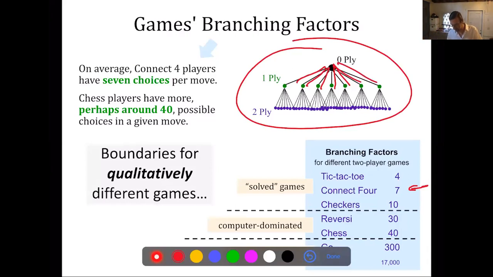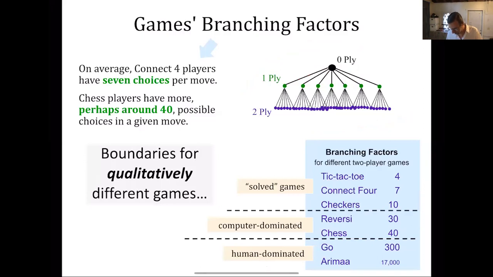Tic-tac-toe, there's 4. Checkers is only 10. Chess, you've got to evaluate 40 different moves. And then if you're playing 2-ply, for each of those, you've got to evaluate 40 different moves. So you can see that that complexity grows really fast. In Go, there are 300 different possible moves. And as I mentioned, this game, Arimaa, was invented just to make life hard for computers. You've got 17,000 possible moves. Jesus. At each ply.